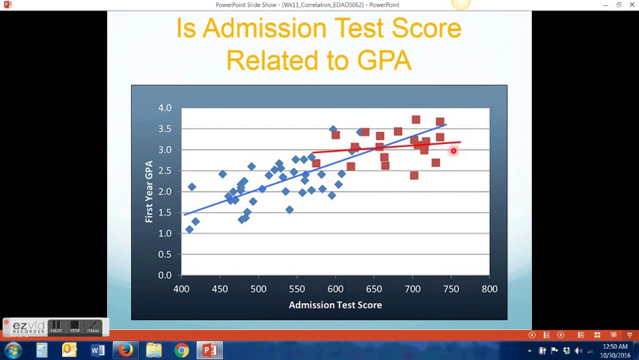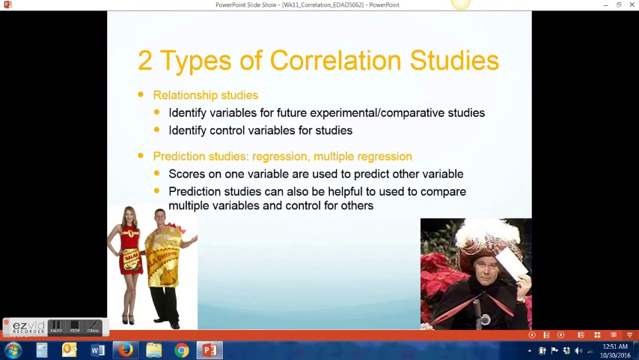First, let's look at the non-restricted range. We have the full range of values from 400 to 800, and we've got scores that assume a wide range of GPA and admission test score. What would happen if we only looked at these variables in the top corner? Only those who had among the highest admission test scores. These are the ones in red, these red squares.